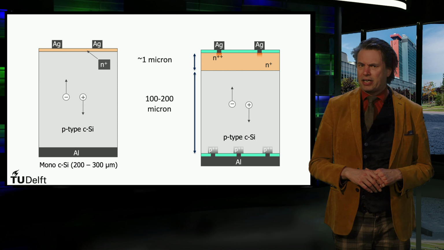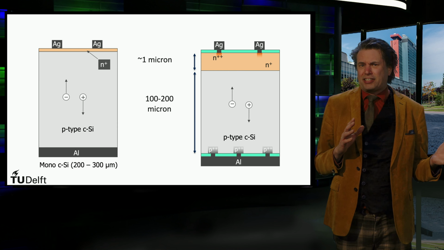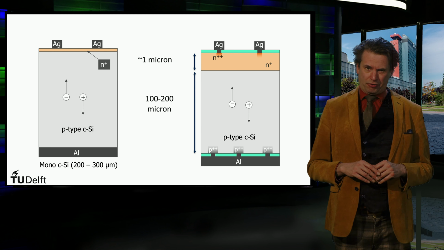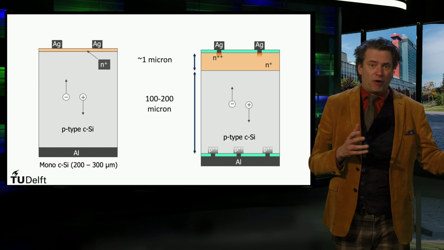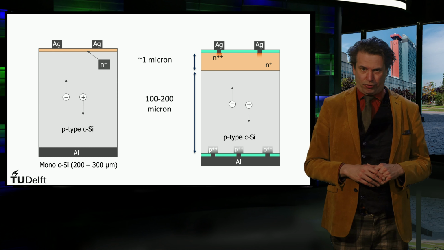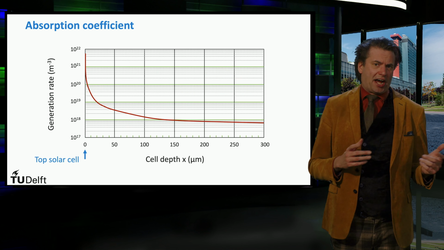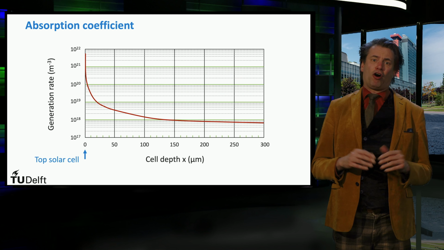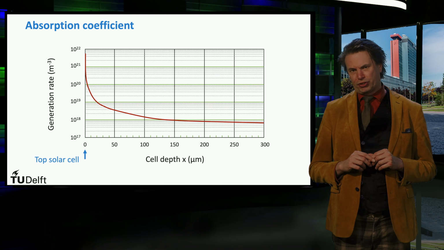This n-type emitter layer is much thinner than the wafer. The emitter has a thickness in the order of 1 micron. The rest p-doped wafer can be in the order of 100 up to even 300 microns. As discussed in part 1 of this solar energy MOOC, a large fraction of the light is absorbed close to the front surface of the solar cell.